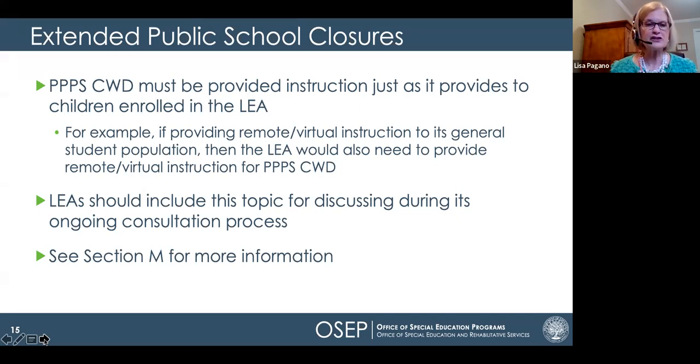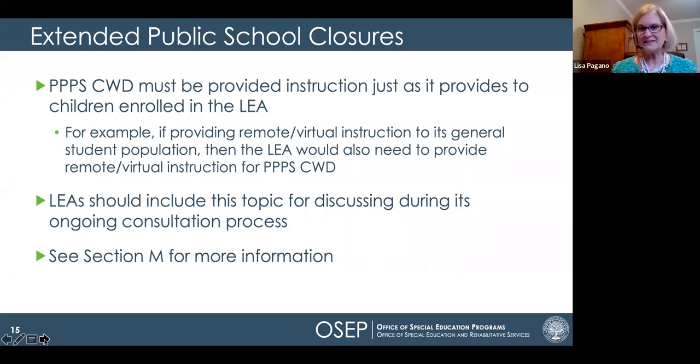So in this section, you'll see that OSEP makes clear that the parentally placed private school children must be provided instruction just as it provides to children enrolled in the LEA during these periods. For example, if they're doing remote and virtual for the general student population, then the LEA would also need to provide its equitable services remotely, virtually, for the children designated in accordance with their services plans.